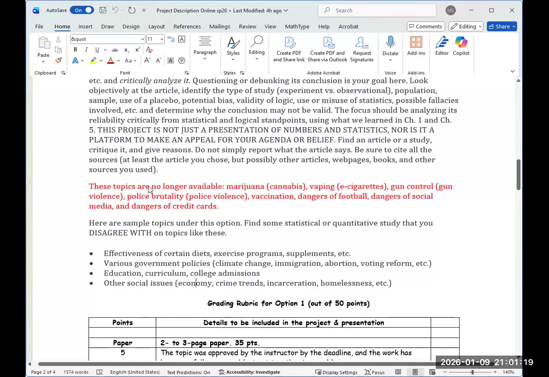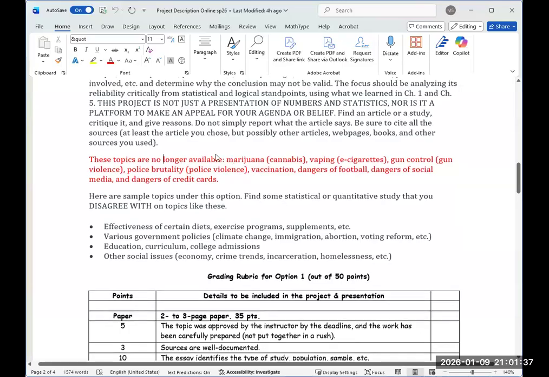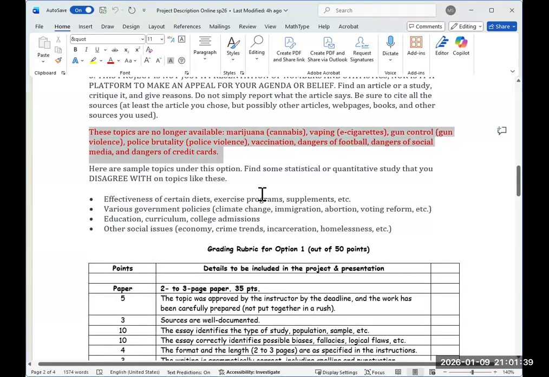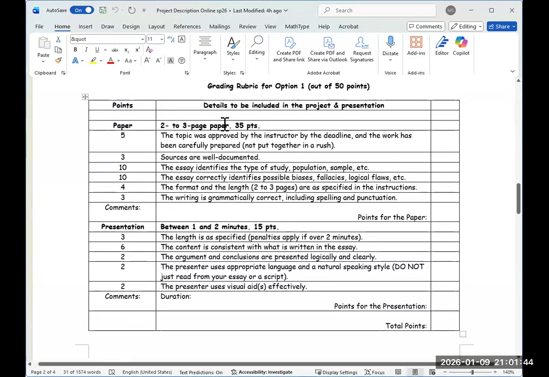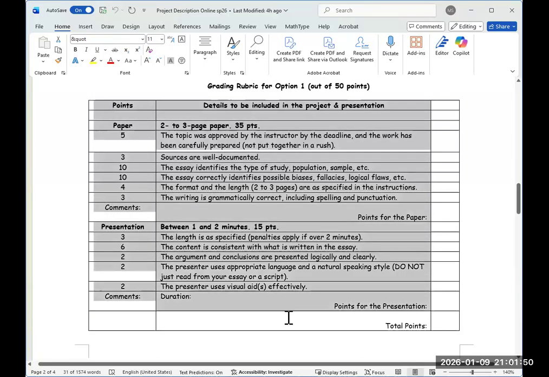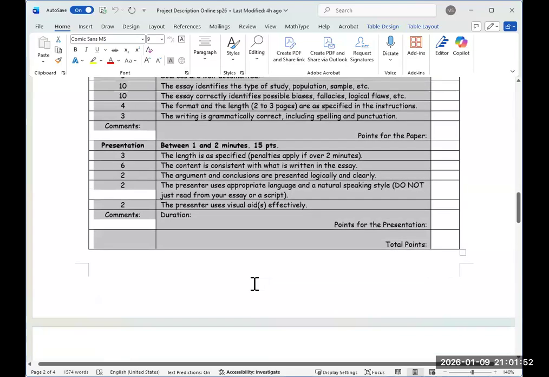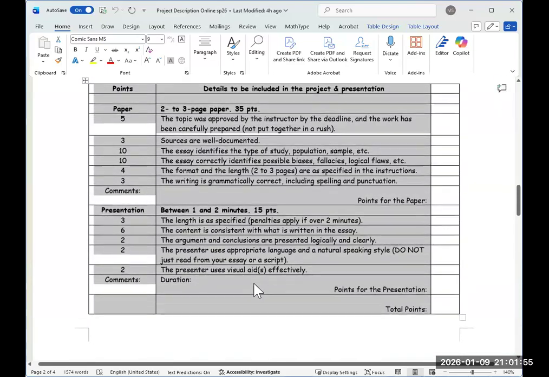And by the way, there are some topics that have been written about so much that I no longer accept, such as cannabis, marijuana, vaping and e-cigarettes, gun control, police brutality, vaccination, dangers of football, social media, credit cards, and so on. Okay, so make sure that you do not pick these topics. And here is the rubric. If you're going to choose this option, I want you to look carefully at what you will be graded on. All right, and so be sure to pay attention to this rubric.